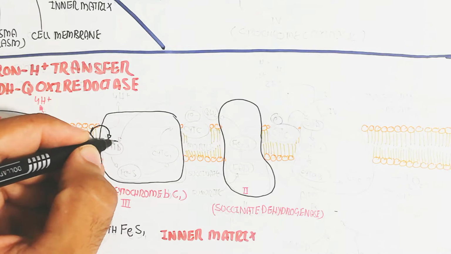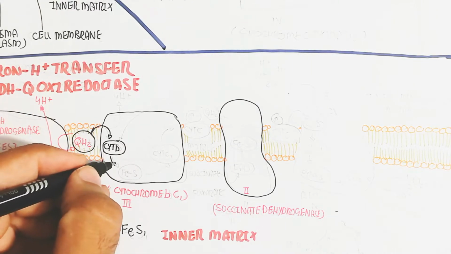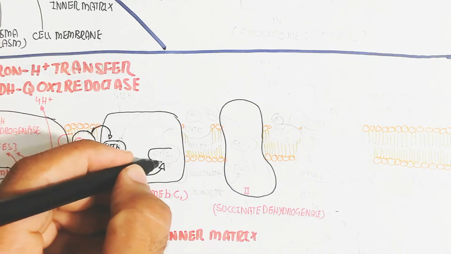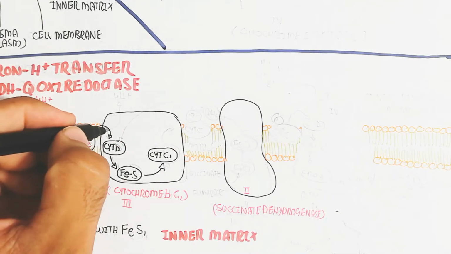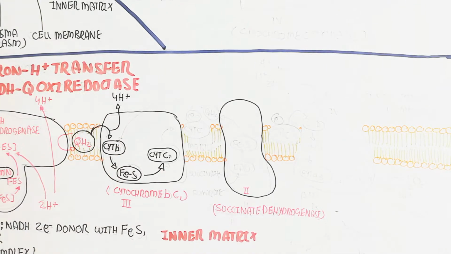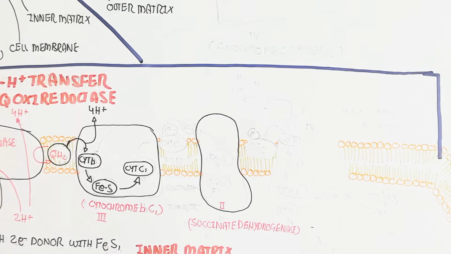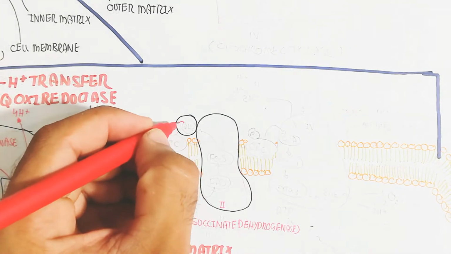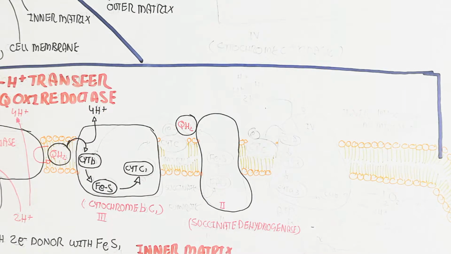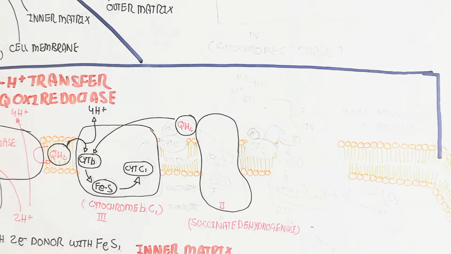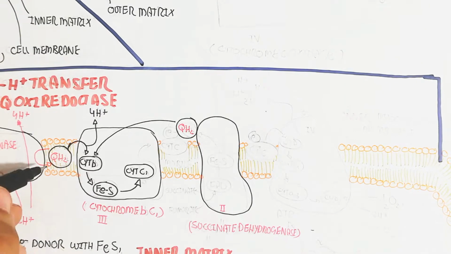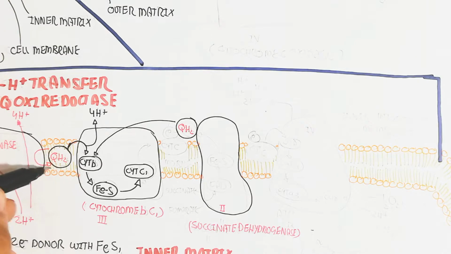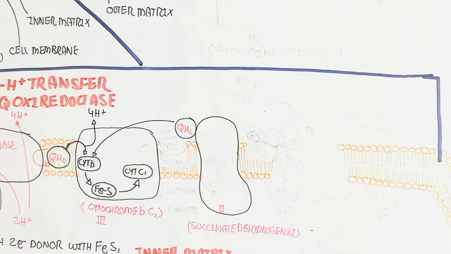First, complex 3 is the cytochrome BC1, which is involved, and cytochrome B will accept the electron while pumping out the protons. 4 protons: 2 from the inner mitochondrial matrix and 2 from the QH2. Then cytochrome B transmits to the iron sulfur protein and cytochrome C1, which is the mobile carrier, which we are not discussing here.